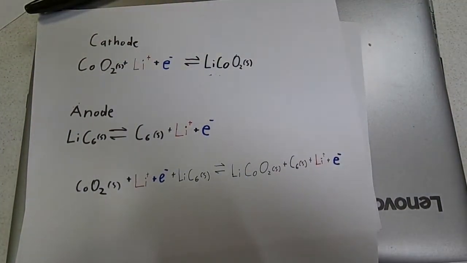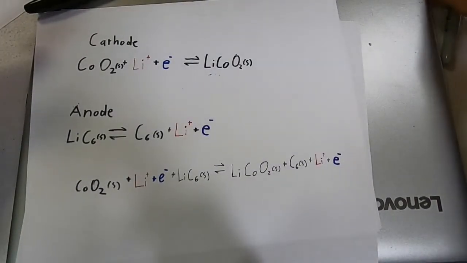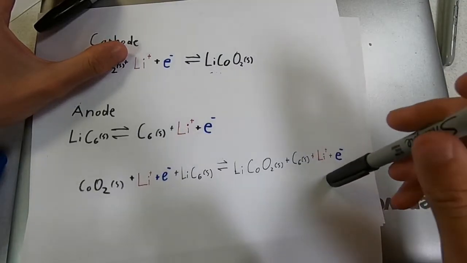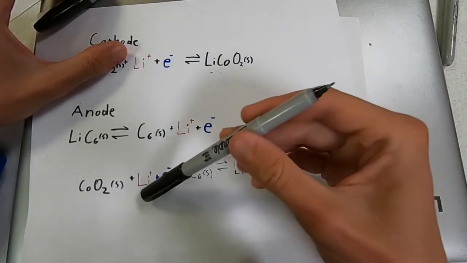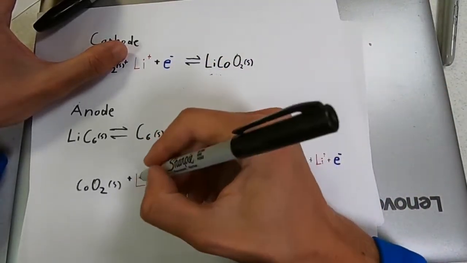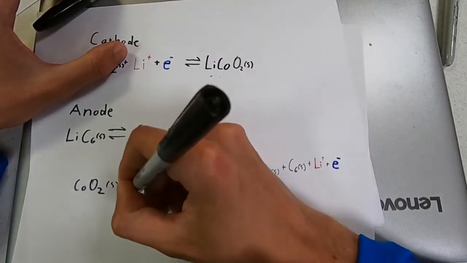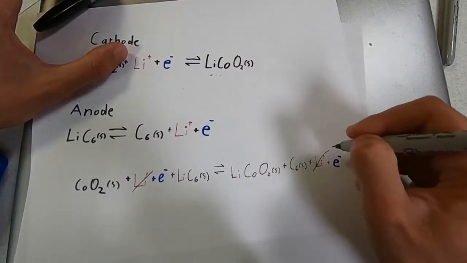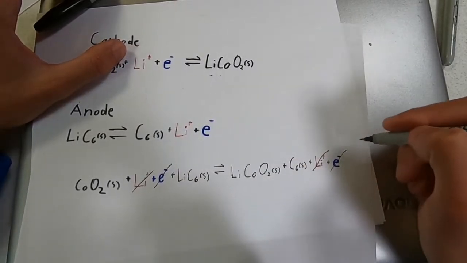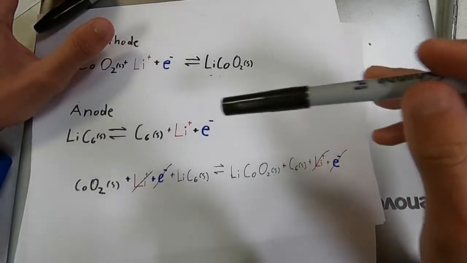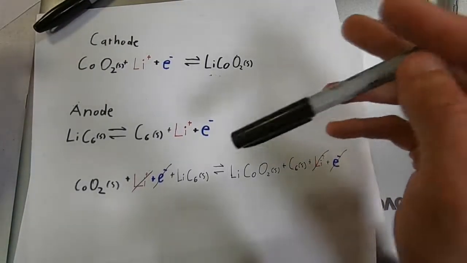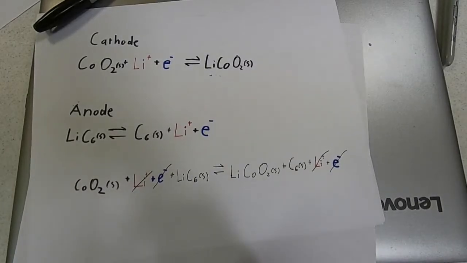So since we have lithium ions on both sides of the reactants and product sides, we know that these ions don't really participate in this redox reaction at all, so we can basically just cancel those out. Same thing with our electrons here. They're not really participating either. They're basically just moving from one electrode to the other. They're not actually reacting with anything.